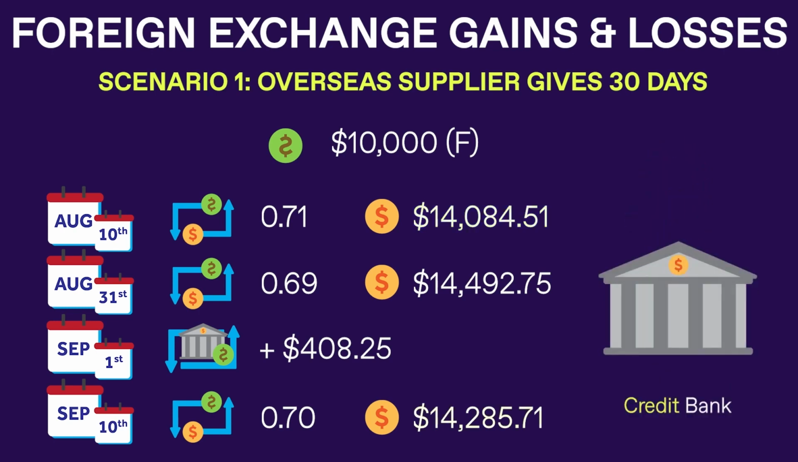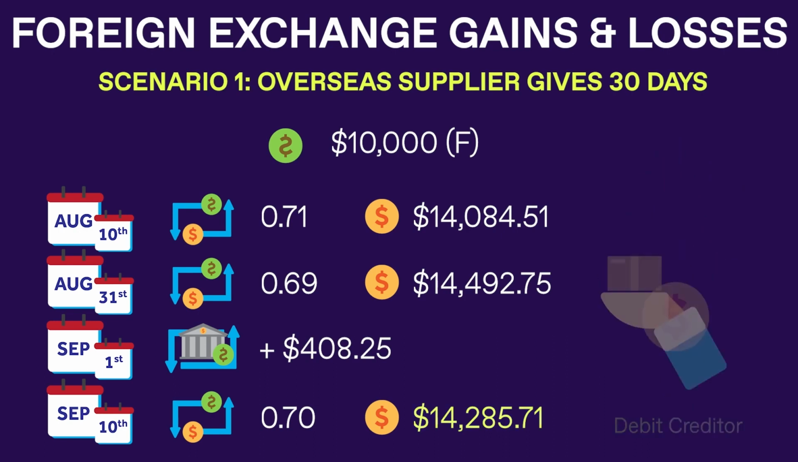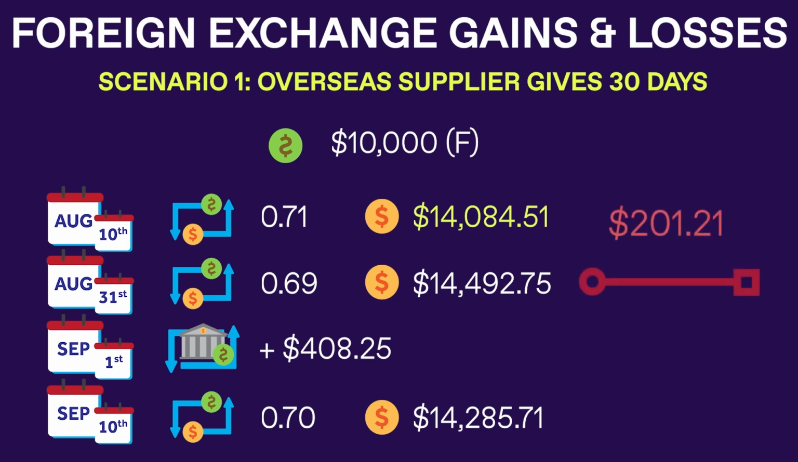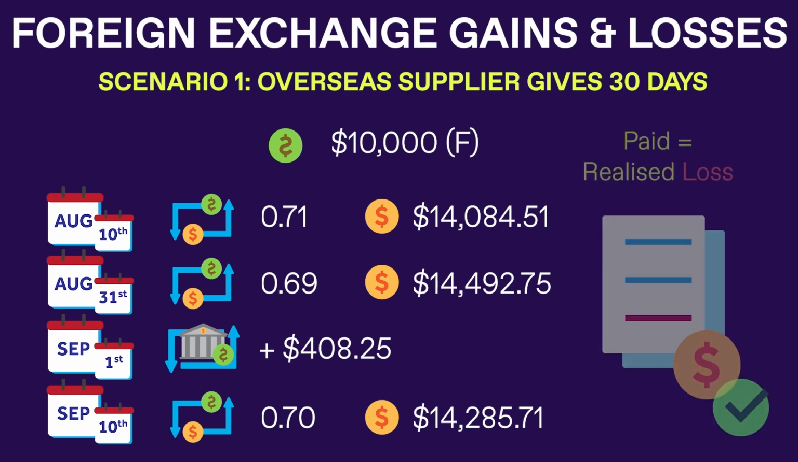The transaction in this case is as follows. You credit the bank for the $14,285.71. You debit the creditor to pay the invoice of $14,084.51. And that leaves you a gap of $201.21. That is a foreign exchange loss, hence a debit, because the credit is for the amount we pay, the debit is for the invoice that is being paid, and the difference between those numbers is either the gain or the loss. In this case, it's a loss. And it becomes a realized loss because the money has actually left our bank account.